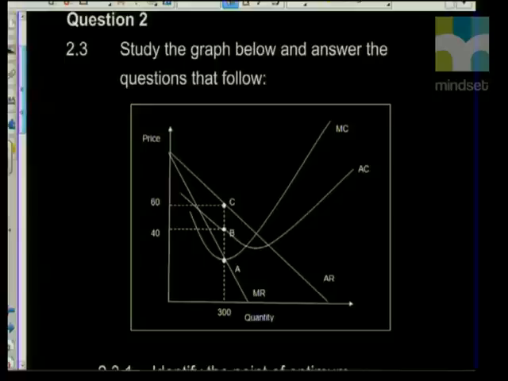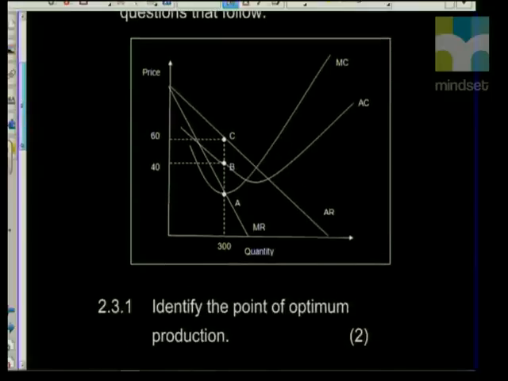Moving on to question 2.3. In this question, you have to study a graph and answer some questions on it. Let's look at the graph and the important points highlighted on it. What I see is different prices that I'm going to circle. A price of 60 Rand, a price of 40 Rand, a quantity of 300, and different important points. Now we all know that the point of optimum production would be that point where marginal revenue equals marginal cost. I'm going to draw a line through marginal revenue, so you can see this is the marginal revenue curve, and this is the marginal cost curve.